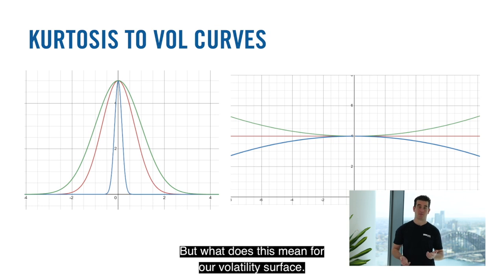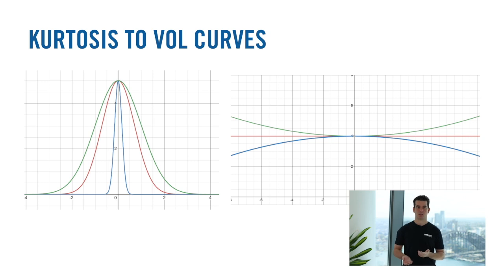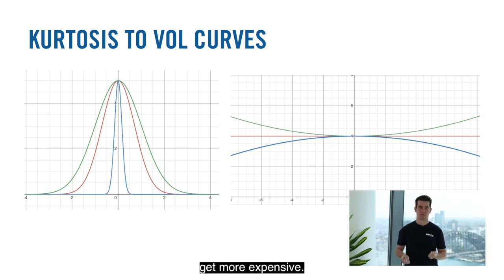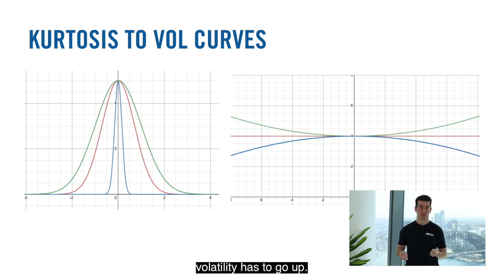But what does this mean for our volatility surface? We can see in the graph on the right, a fairly intuitive graph as well. In the case of the green line, if we do have this more explosive up or downside, or symmetric tailedness, our out of the money or far away options should get more expensive. In order for options to get more expensive, their implied volatility has to go up.